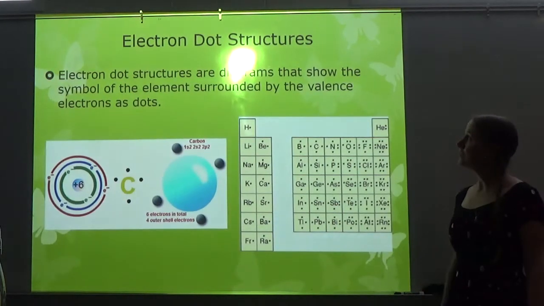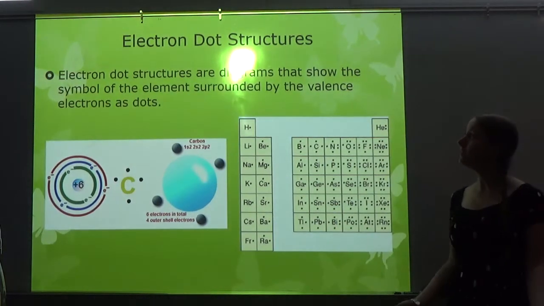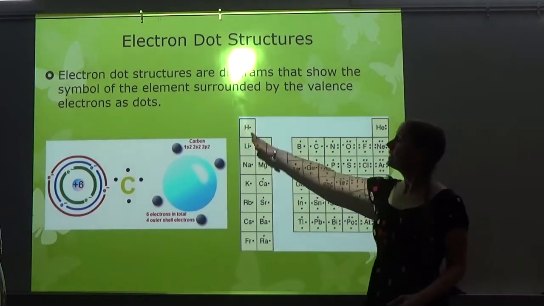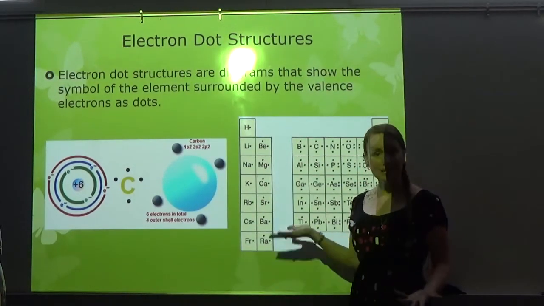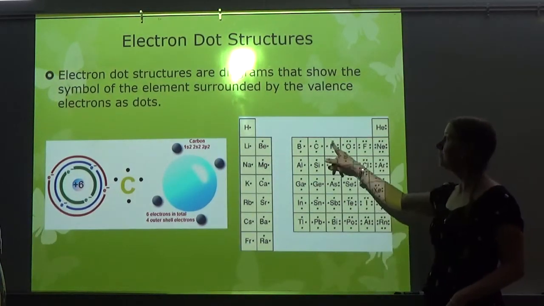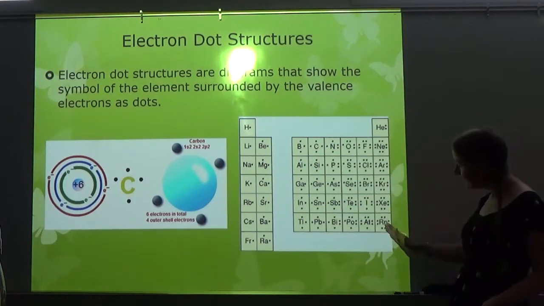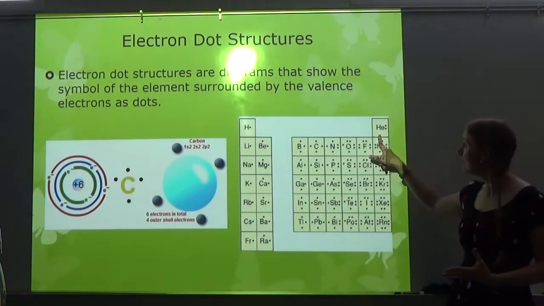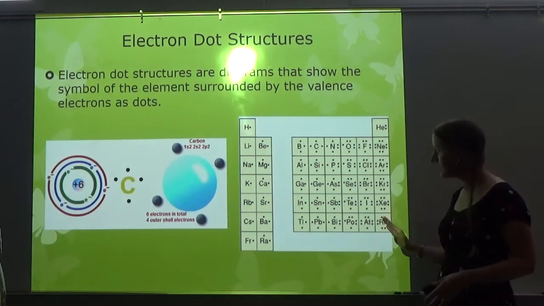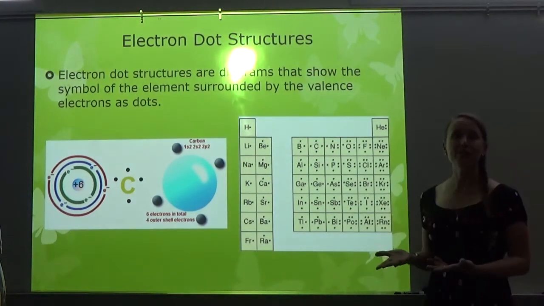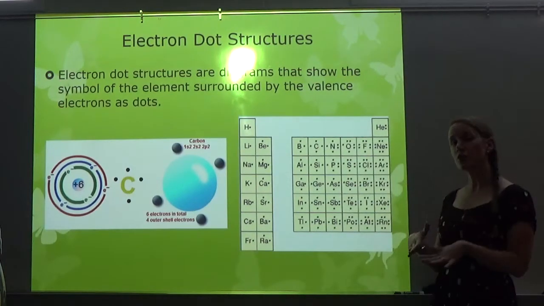So electron dot structures are diagrams that show the symbol of an element surrounded by the valence electrons as dots. So everything in group 1 would have 1 dot because it has 1 valence electron. Everything over here in group 15 would have 5 dots. Everything in group 18 has 8 dots except for helium. Now the important thing to note is that the greatest number of valence electrons you will see is 8. So you should never be putting more than 8 valence electrons. The other electrons are core electrons.